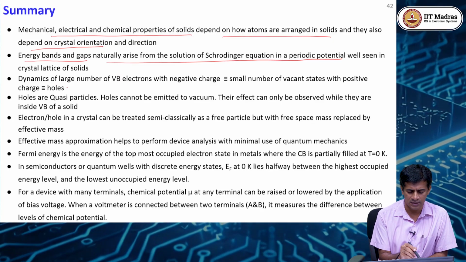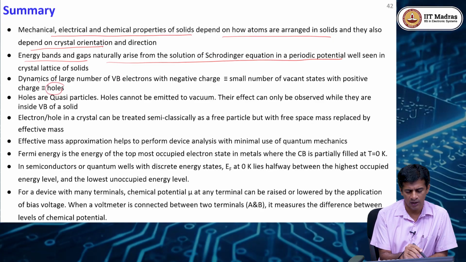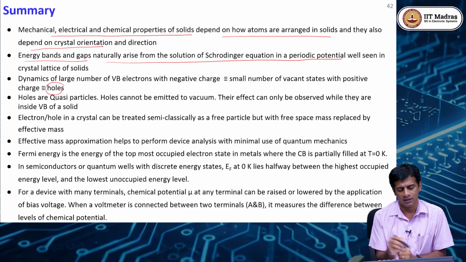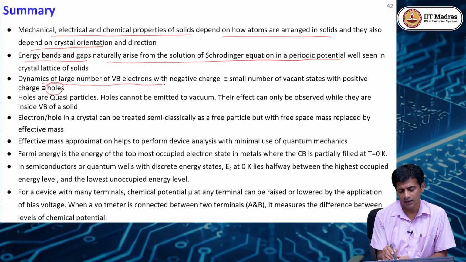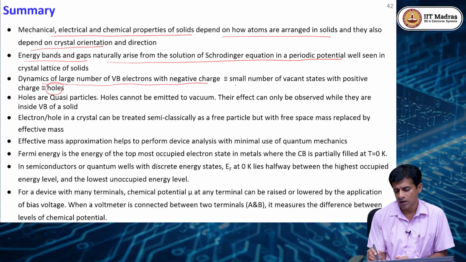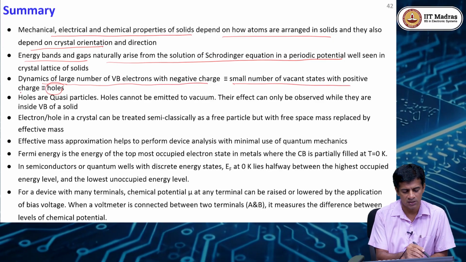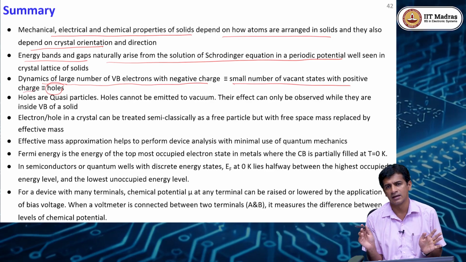The other important concept is the concept of holes. You get the same result for the dynamics whether you track the large number of valence band electrons with negative charge or the small number of vacant states with positive charge. You always get the identical result.